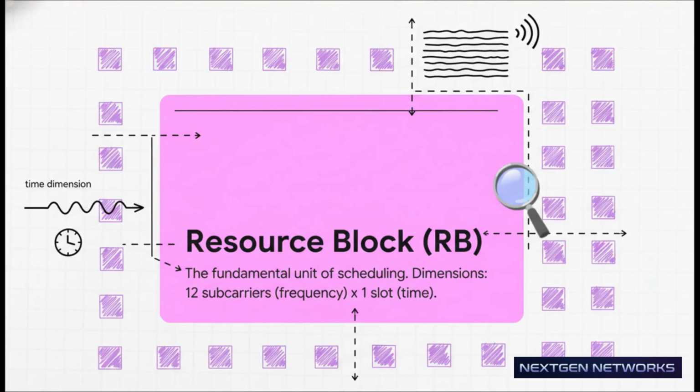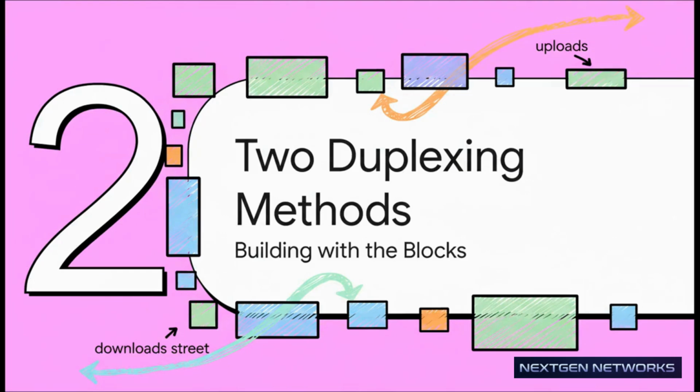But what about frequency? Well, that's where the resource block comes into play. You can think of this as the smallest possible piece of radio real estate that the network can actually assign to you. It's a little grid, 12 subcarriers wide in frequency and 1 slot long in time. So here's the key takeaway. When your phone gets data, what's really happening is the network is assigning it a certain number of these resource blocks.